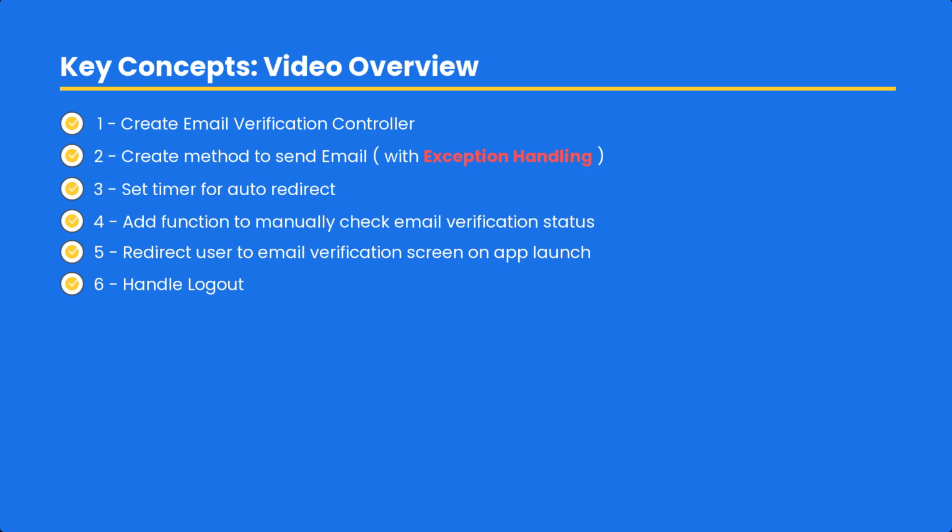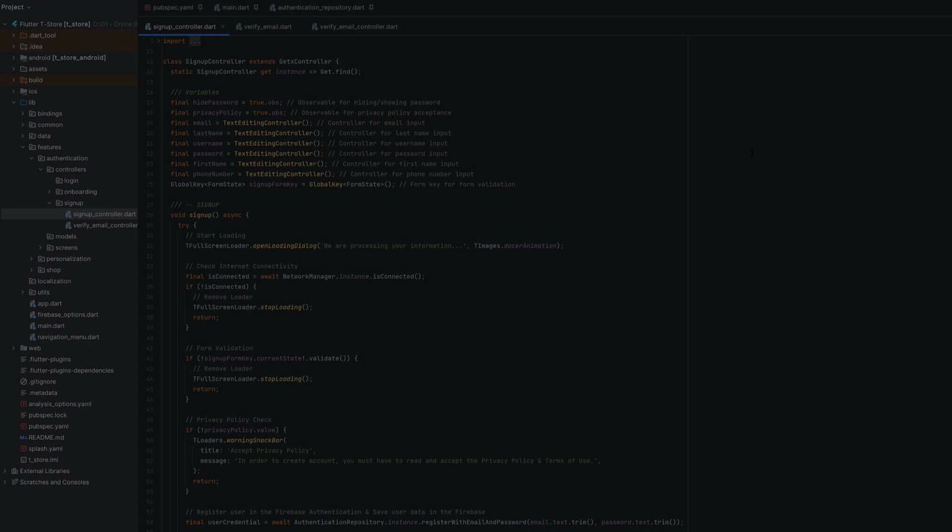If the user email is not verified, we will open the email verification screen. If the user is not logged in, we will open the login screen. And also at the end, when the user clicks on that cross button, we will head towards the logout function. So let's get started with today's tutorial.